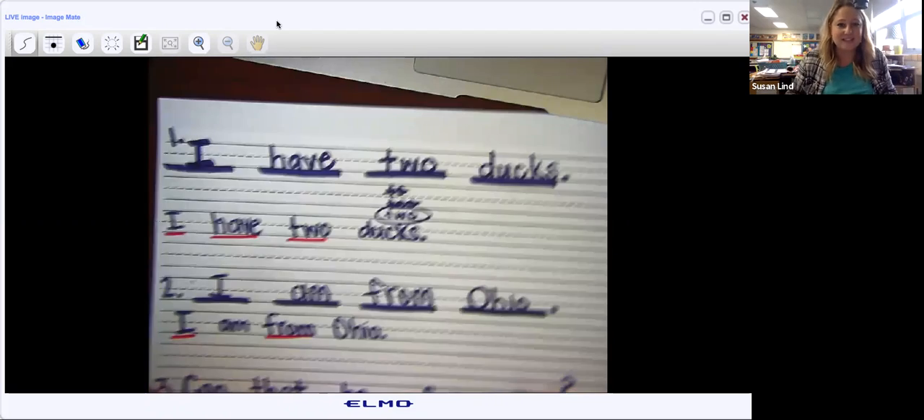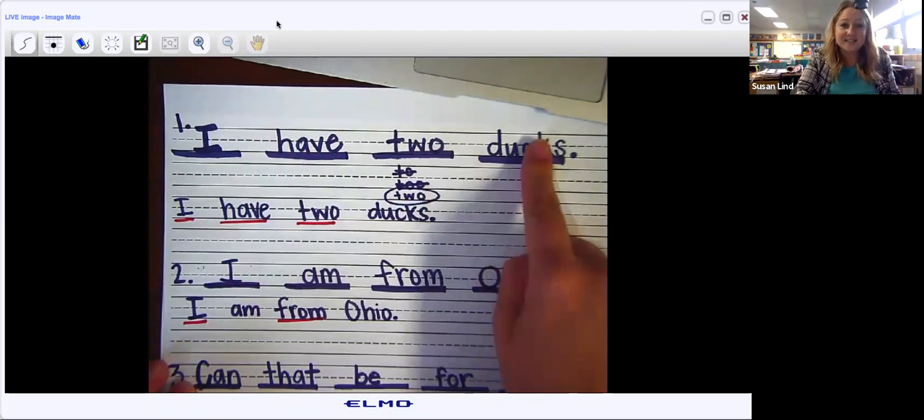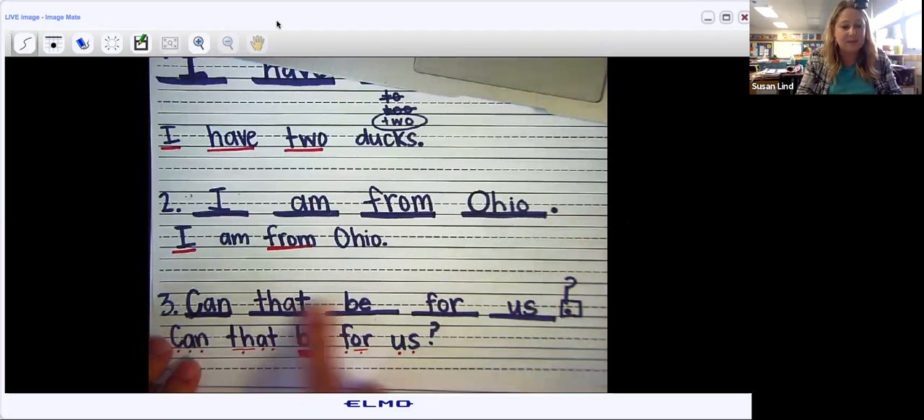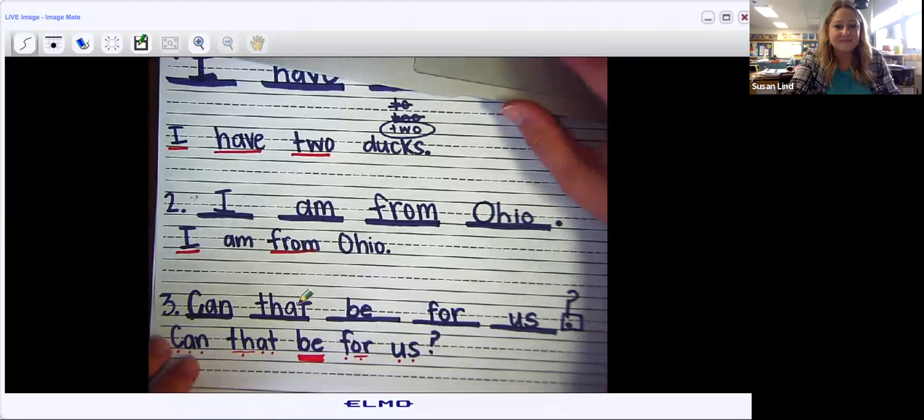All right, so we did the sentences. I have 2 ducks. I am from Ohio. And can that be for us? Okay. So that is our academic activity for today. Today's Tuesday, September 29th, instead of doing it for an assignment tomorrow on Wednesday. So good luck. Do your nicest handwriting. If you want to share a picture, go ahead. If you want to share tomorrow, that's fine too. So I will see you tomorrow for math.